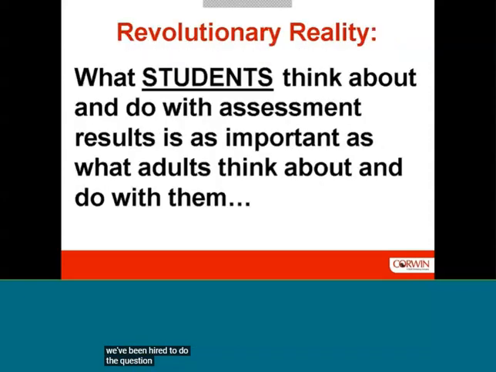The question we must ask ourselves is, what can we do to help them? Here's another version of the revolutionary reality. What students think about and do with assessment results is at least as important as what we adults think about and do with those results. This is the partnership that we've been missing. We've been operating on the assumption that if you just get the right test results into the right hands at the right time, to the right adult, they'll make the decisions that'll make schools work. That's not unimportant. Of course it's important. We've got to do our job well, but it leaves half of the decision makers out of the equation.